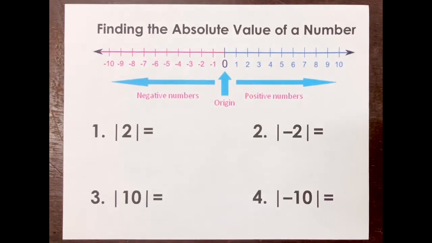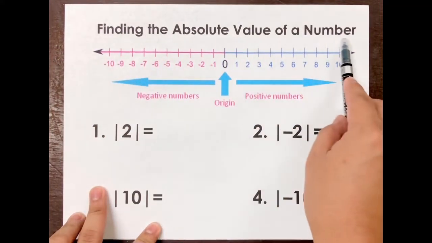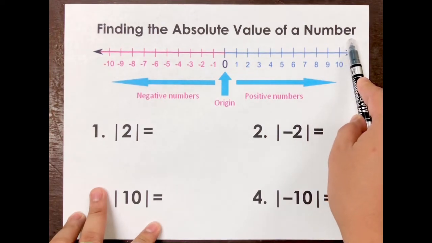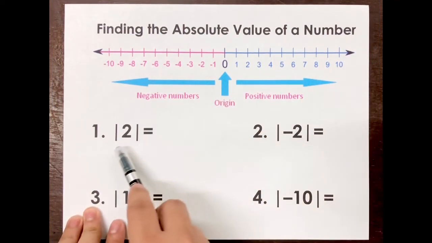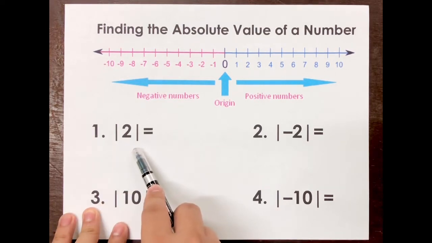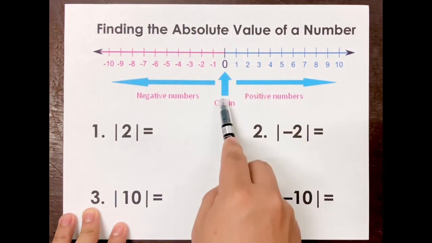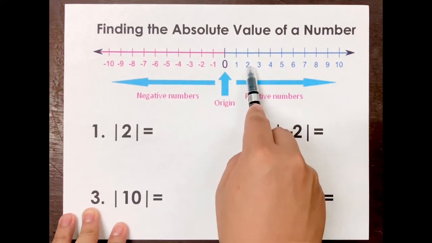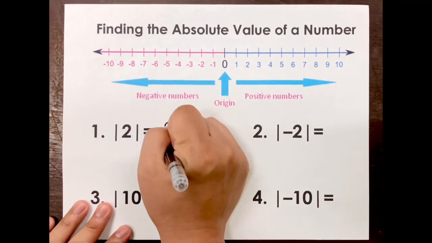Let us start this portion by finding the absolute value of a given number. The absolute value of a number is said to be the distance from the given number to the point of origin or 0. Let us start with number 1. It is read as the absolute value of positive 2. Positive 2 is here, so we're going to count the number of units to the point of origin. So we have 1, 2 units to the point of origin. The absolute value of positive 2 is positive 2.